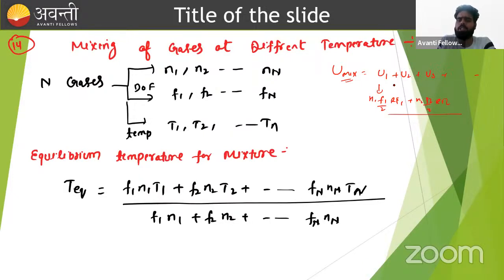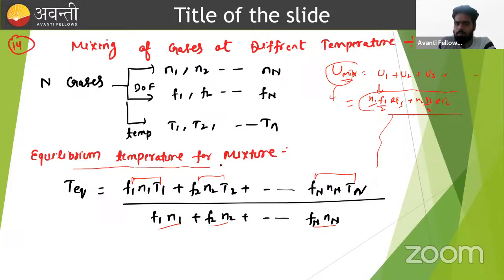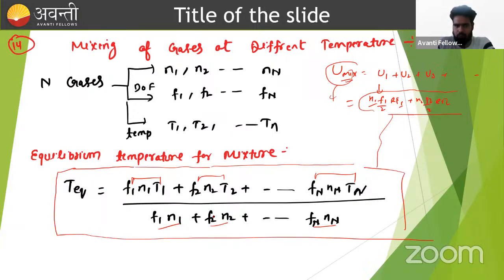In the same manner, we can proceed with the derivation, but we are not interested in the derivation as time is very short here. So how can we remember this formula? N1 T1 F1, yes sir, N1 T1 F1, N2 T2 F2 and so on, divided over F1 N1 plus F2 N2 plus and so on. So if we mix gases having different degrees of freedom, we can find the equivalent temperature of the mixture using this formula. I hope this is clear for everyone.